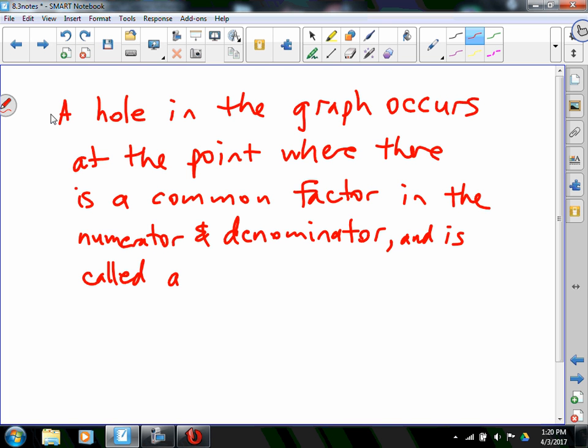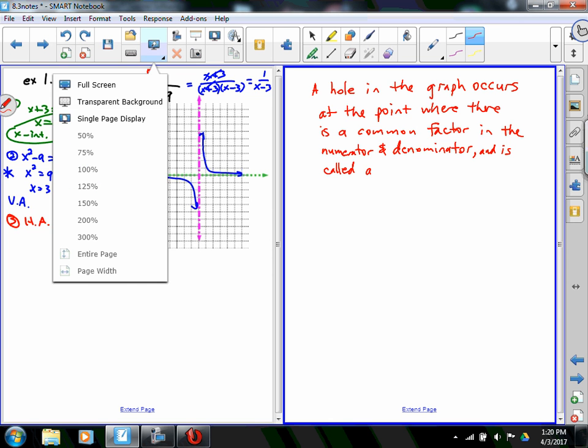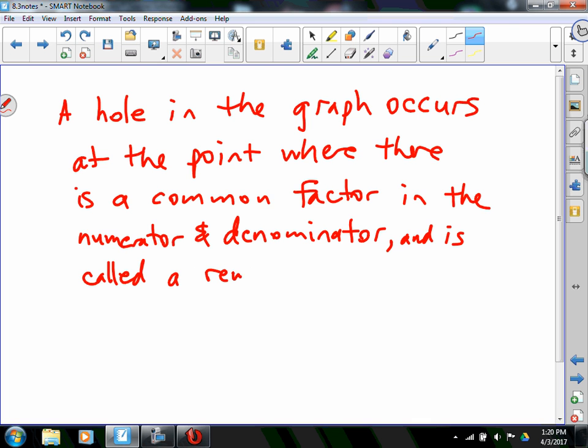Well, it is a hole, but if we look for a second, when we canceled those x plus 3s, what did we do with them? We got them out of the equation, right? It's an omission. We took them out of the equation. What happens if I were to take a desk and take it out of this room? What's a word that we could say for what I did to that desk? I removed it. And these are called removable. Yeah, a removable discontinuity is the word we're looking for.